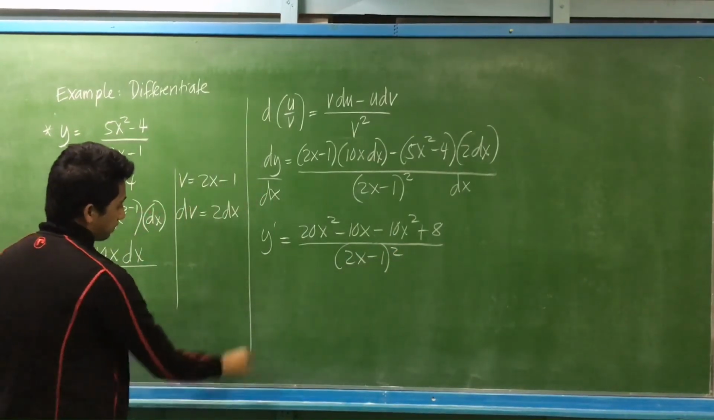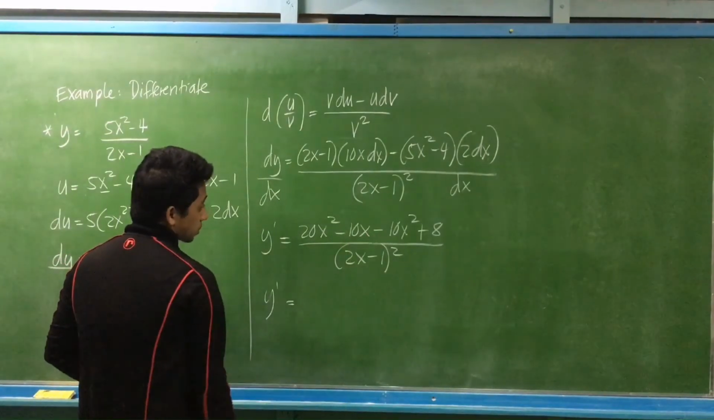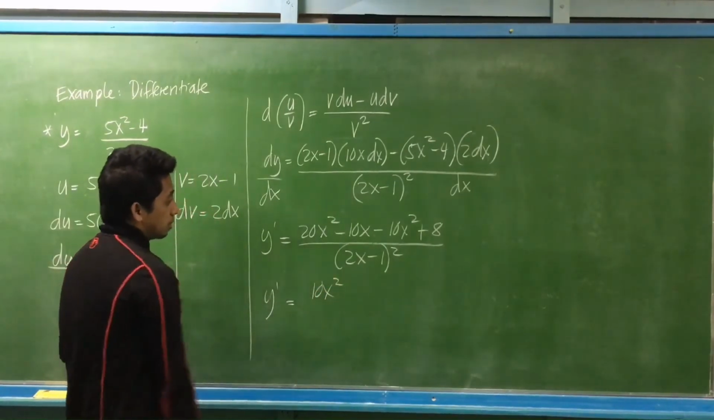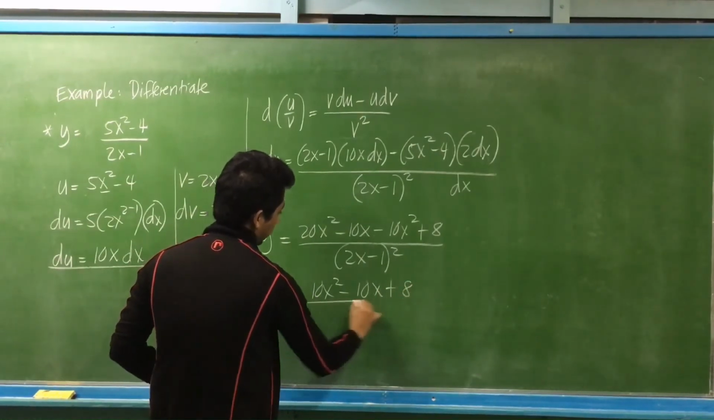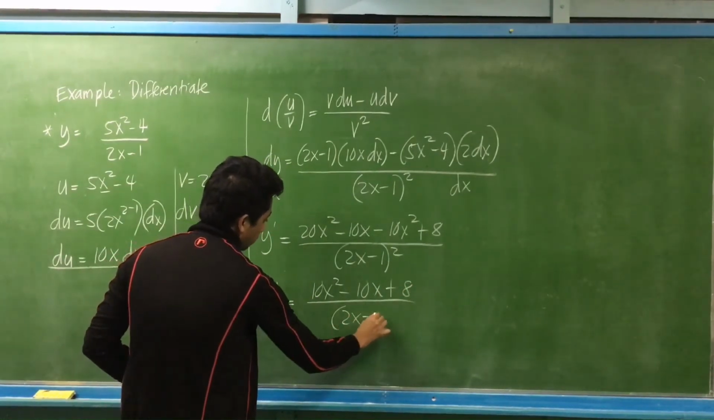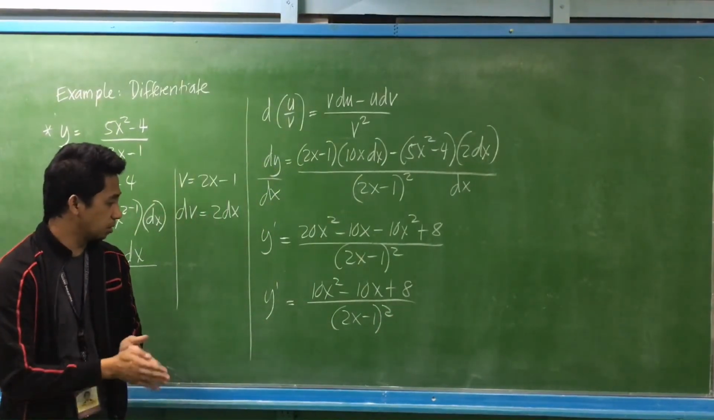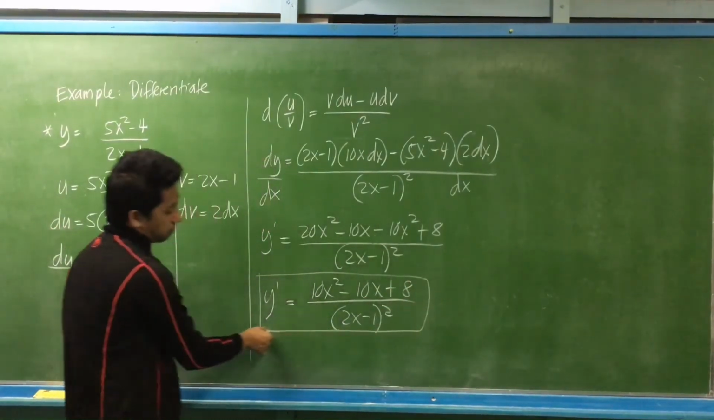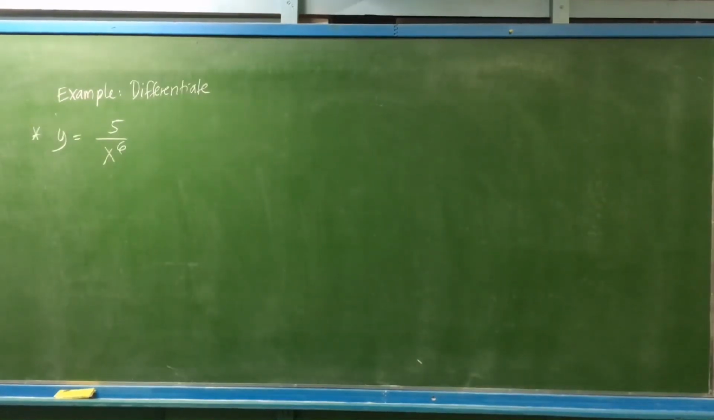So maybe we can further simplify. This is now y prime is equal to 20x squared minus 10x squared is 10x squared, then minus 10x plus 8, all over (2x minus 1) squared. Maybe we can expand the denominator, but I think we can no longer simplify. So this will be y prime, the derivative of the function y is equal to (5x squared minus 4) all over (2x minus 1). Alright, so how about this one?